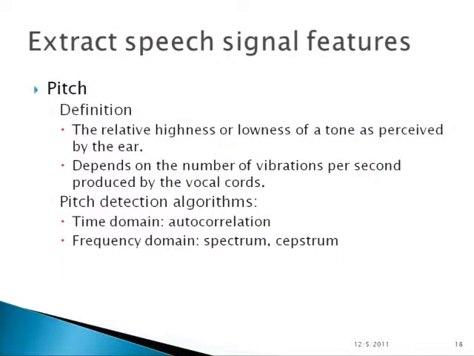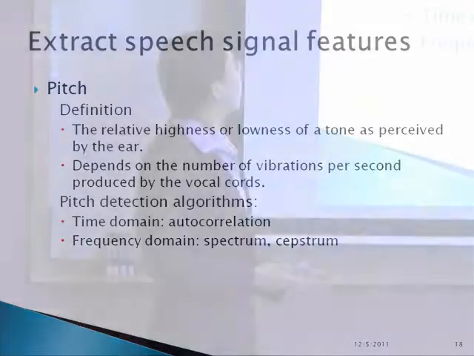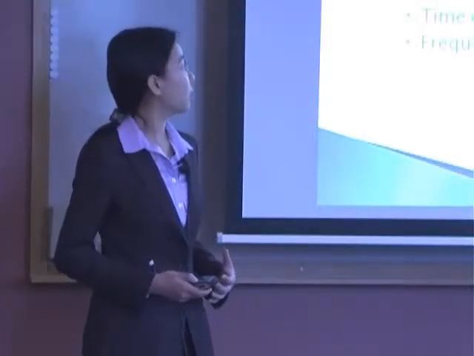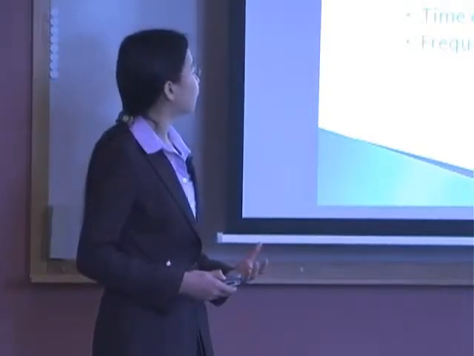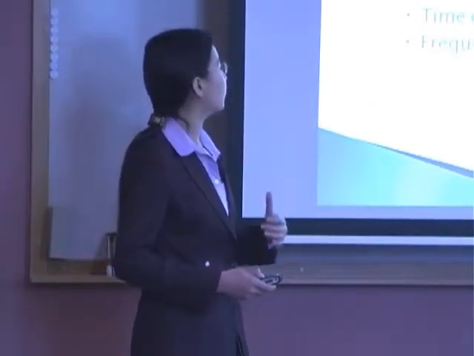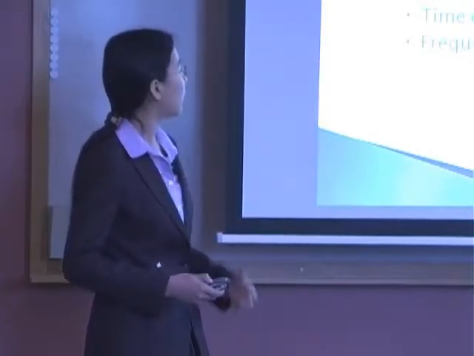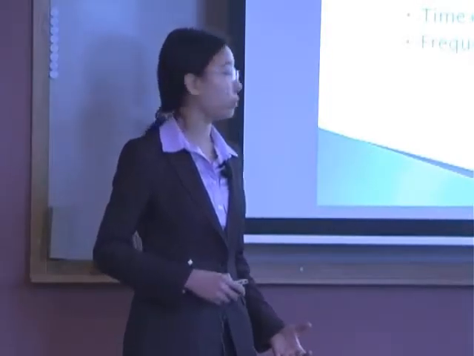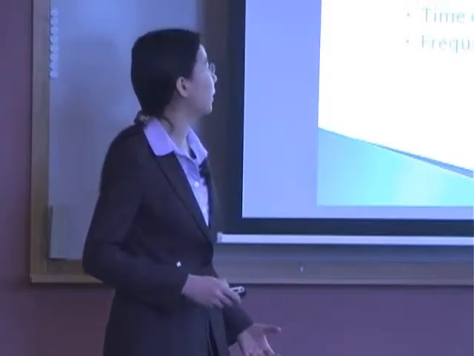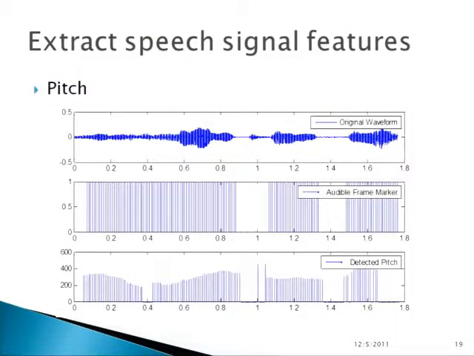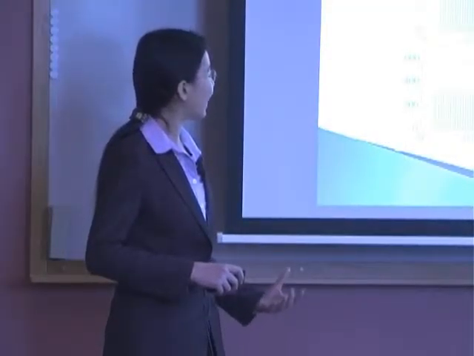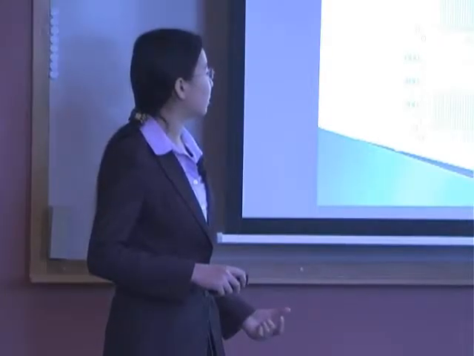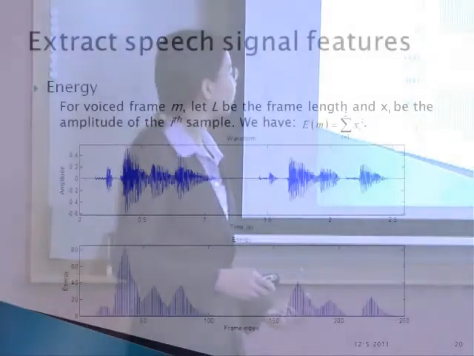Okay, so this is the definition of pitch. Pitch is the relative highness or lowness of tones as perceived by the ear. It depends on the number of variations per second produced by the vocal cords. The pitch extraction algorithm we use is autocorrelation in the time domain. So we can see this is the waveform, this is the sample marker. So we can compute the pitch for that audio file.